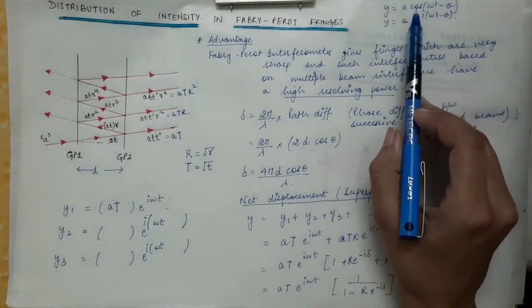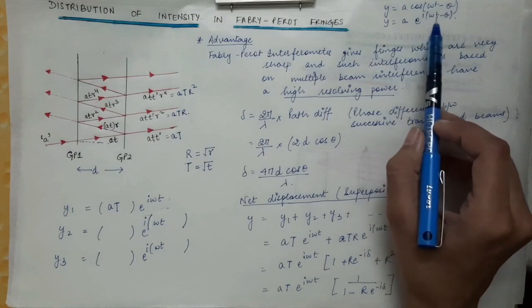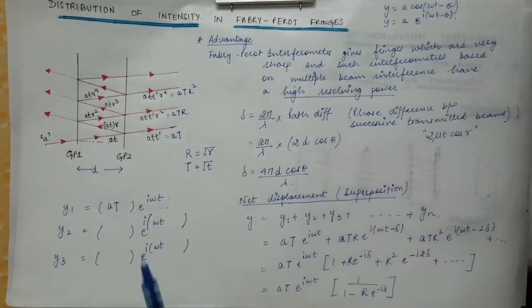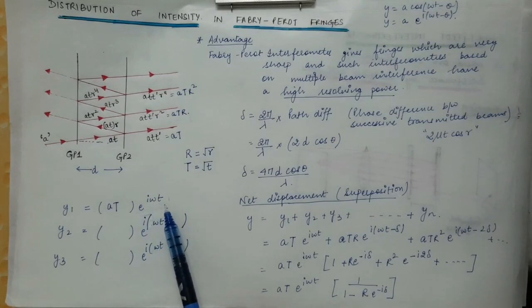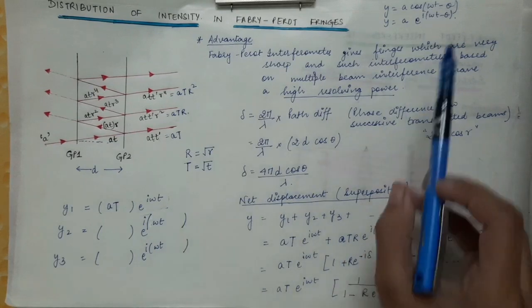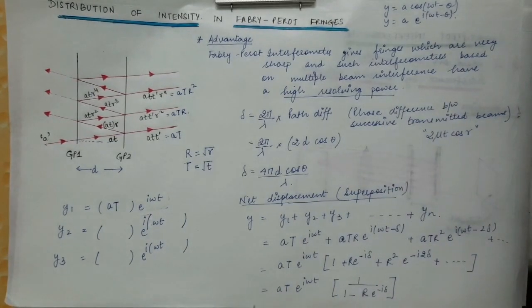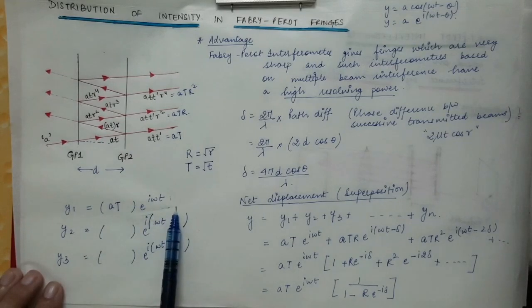So you can either use the cosine or sine function, or you can use e^(iωt − θ). Similarly, over here we will use e^(iωt), where the initial phase is considered to be equal to 0, so θ is considered to be equal to 0. Now this will be the equation of the first transmitted ray.